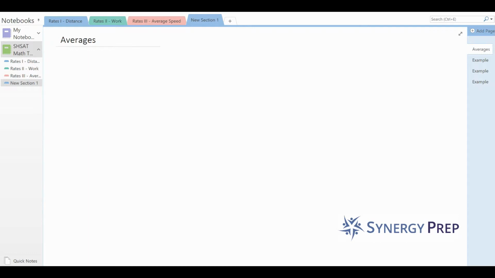So say you have 9, 12, 23, 15, and 1, right? So you want to find the average. All you do is average is equal to 9 plus 12 plus 23 plus 15 plus 1. And there are a total of 1, 2, 3, 4, 5 numbers. So divide that by 5.